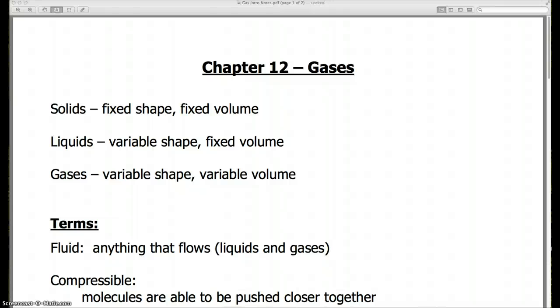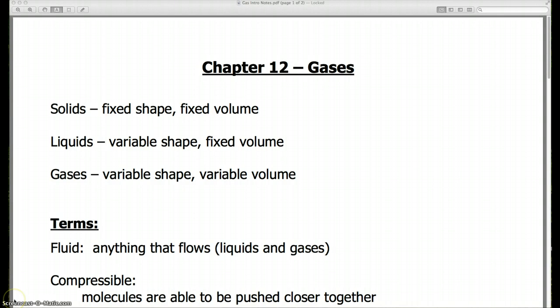Hi there, this is a quick video introducing the chapter 12 topic, which is gases. Mostly this first video is just going over vocab, some of it's review, some of it's new, some of it's a combination of both.